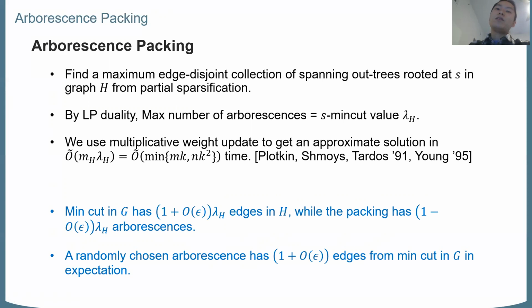So what we have now is that the min cut is an approximate min cut in H, so it has 1 plus O epsilon lambda H edges, while the packing has 1 minus O epsilon lambda H arborescences. Therefore, a randomly chosen arborescence will have 1 plus O epsilon edges from the min cut in expectation.